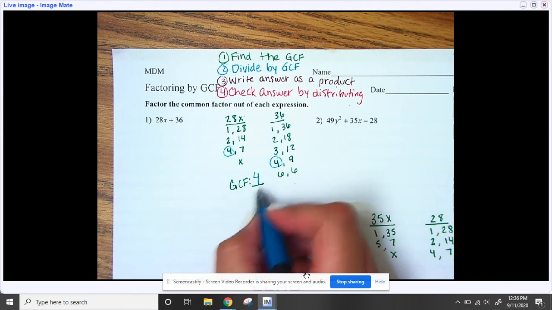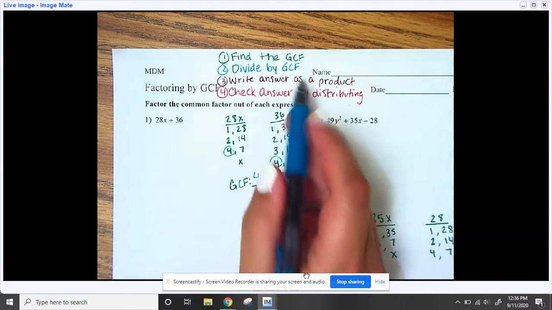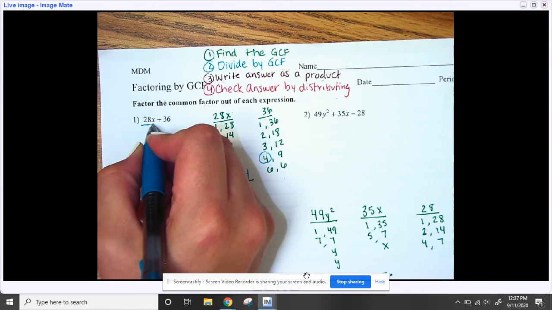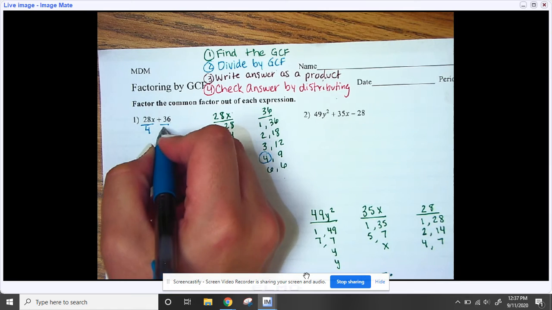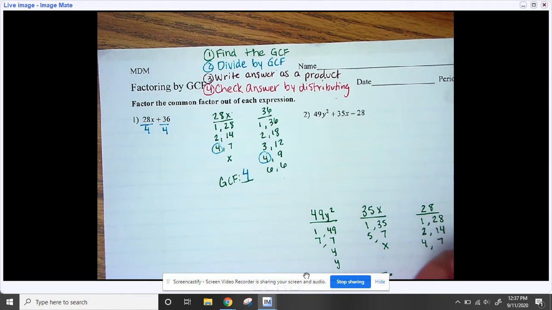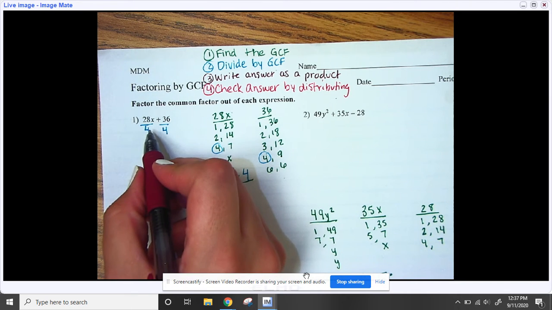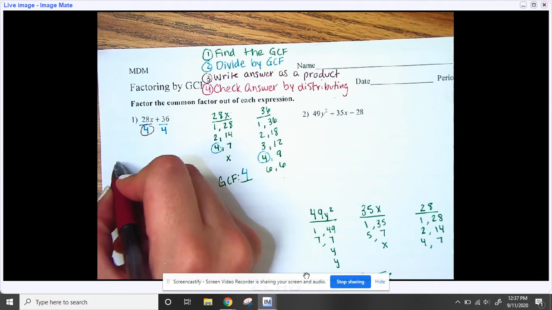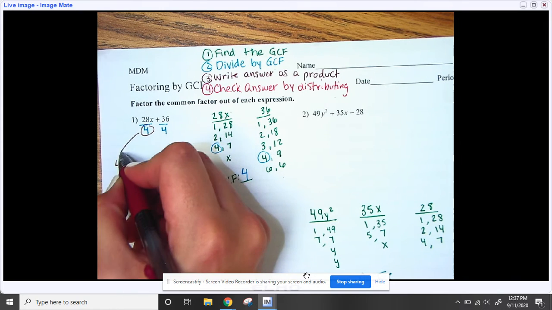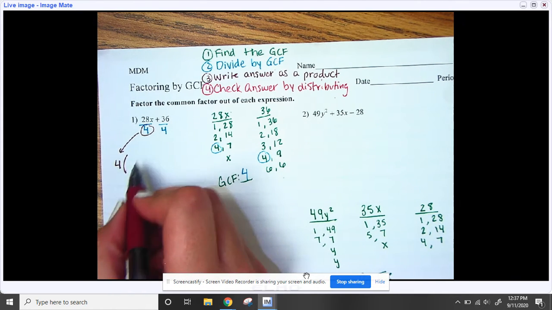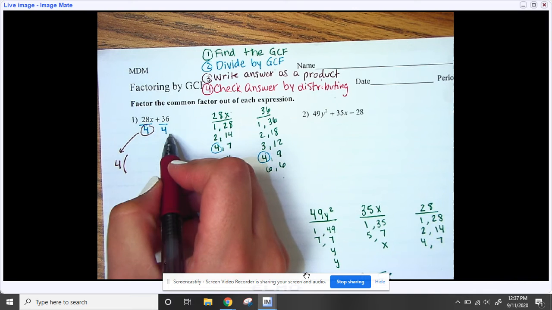We're going to take that GCF and we're going to divide by it. So we're going to go over here, we're going to divide each term by the GCF. So I'm dividing each of those by 4. And we're going to start writing our answer from here. So your answer will always start by taking your GCF and putting it in front of parentheses. Inside the parentheses, you're going to actually do the division.